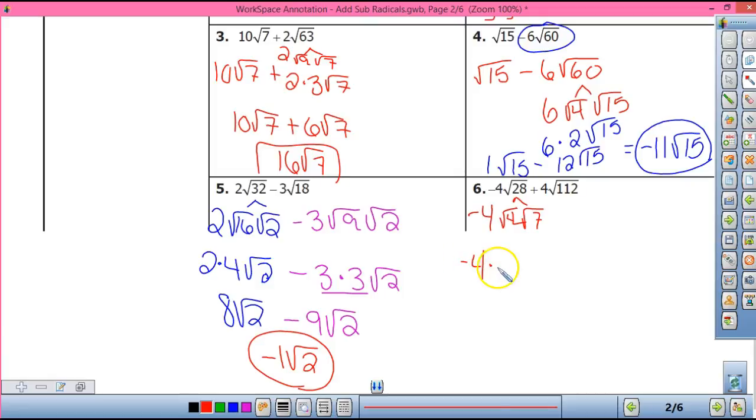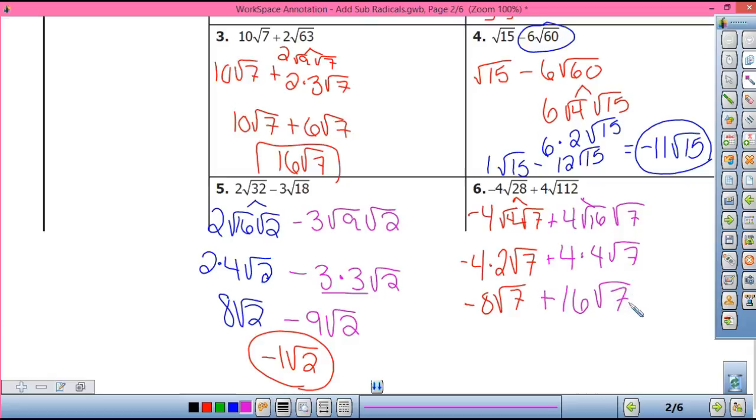So negative 4 times 2 root 7 gives me, all right, negative 8 root 7 for that guy. All right, so we've got plus 4, and so we know that this guy's root 7, right? Somebody is getting kind of smart and thinking, I bet 7 goes into that guy, right? So if you take 112 divided by 7, what do you get? Is it a perfect square? Well, I would use it. So 16 and 7, so 4 times 4 root 7 gives me 16 root 7. Add those guys together, we get 8 root 7 as my answer.